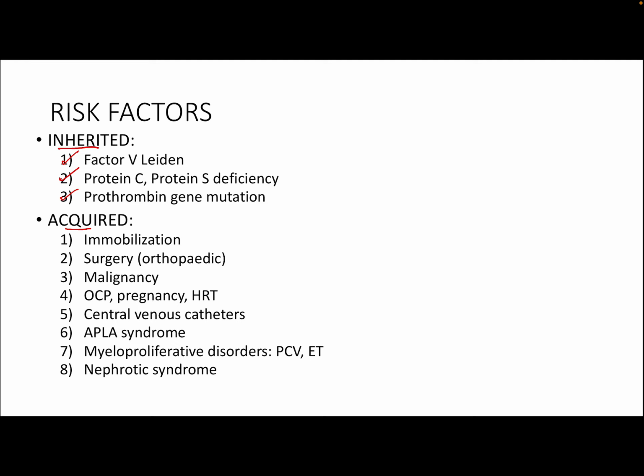Acquired risk factors include immobilization for prolonged periods of time, surgery like orthopedic surgery especially, malignancies, patients on oral contraceptives, pregnancy and hormone replacement therapy. This is mainly the estrogenic effect. Patients on central venous catheters, APLA syndrome, myeloproliferative disorders like polycythemia vera, essential thrombocythemia, and even nephrotic syndrome. So these are acquired risk factors for a hypercoagulable state which can lead to deep vein thrombosis.